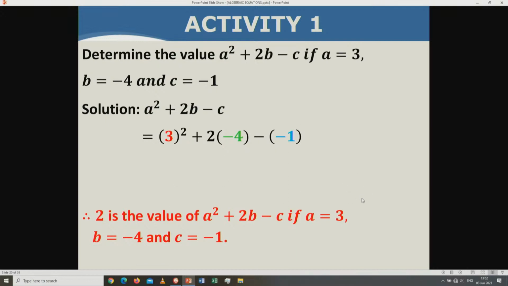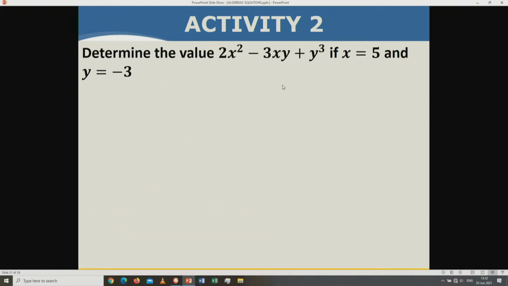And then we have to simplify now. 3 squared will give us 9, 2 multiplied by -4 will give us -8, and negative times -1 times -1 will give us +1, and ultimately the answer will be 2. So take note that 2 is the value of a squared plus 2b minus c if a is equal to 3, b is equal to -4, and c is equal to -1. That simply means if the values change, so the value of the expression is going to change. Right, let's go to the next activity.